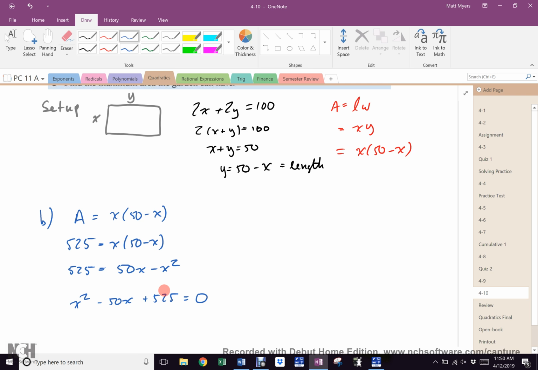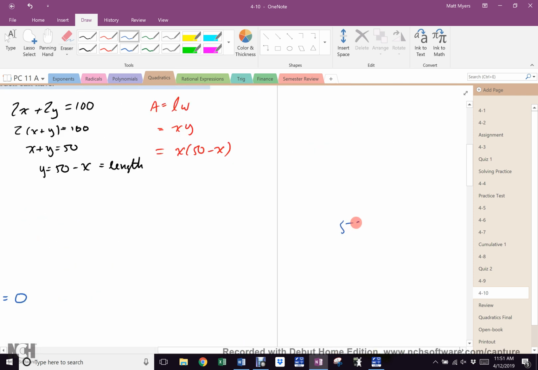Pardon me? You could maybe factor it, right? So I'd need numbers that multiply to 525 and add to 50. One positive, one, and both have to be negative, don't they? Okay? So if we were going to factor it, I'm going to slide over here because we'll need some space. What would you divide it by? You'd go 25? Perfect.